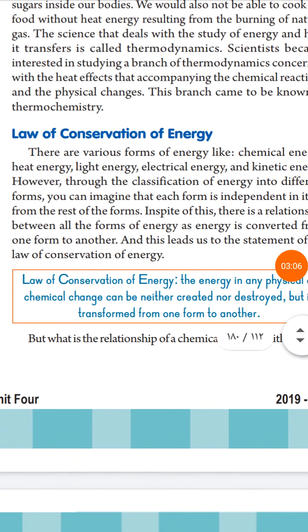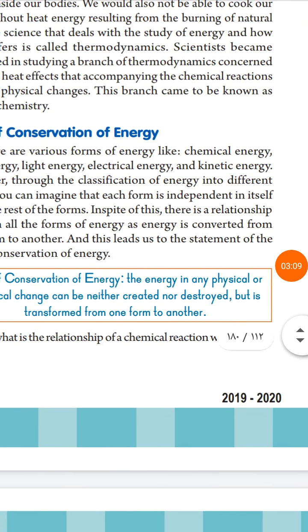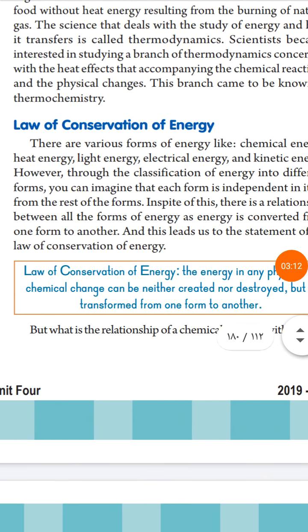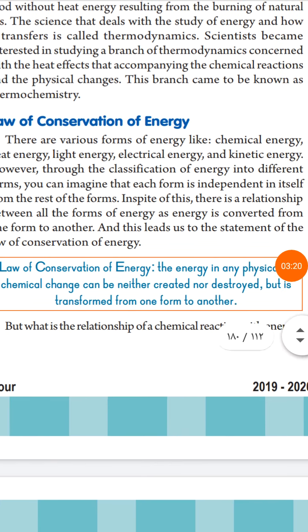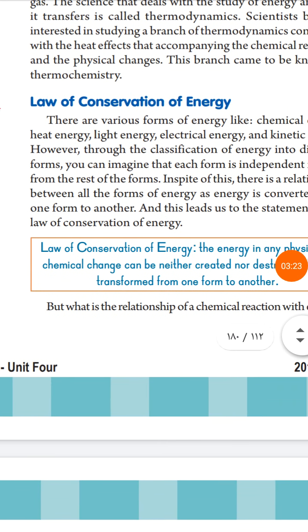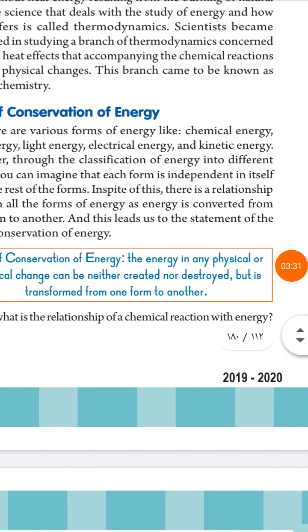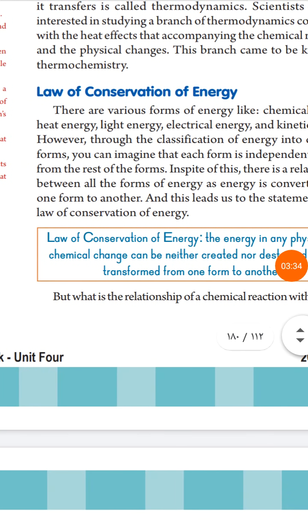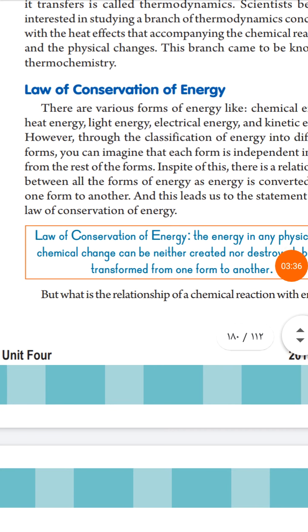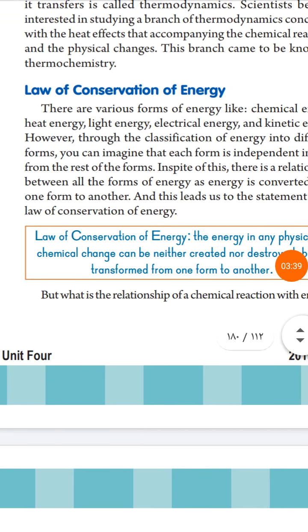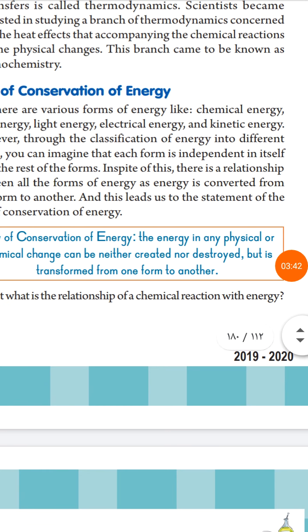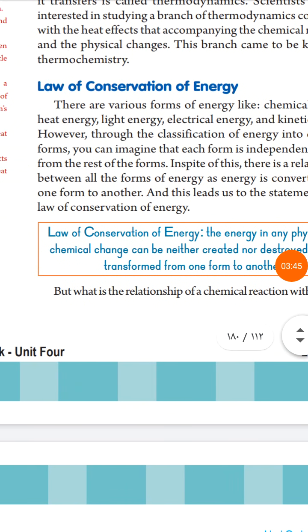Law of conservation of energy. There are different forms of energy like chemical energy, heat energy, light energy, electrical energy, kinetic energy, and so on. Through the classification of energy into different forms, you can imagine that each form is independent in itself. However, there is a relationship between all forms of energy, as energy is converted or transferred from one form to another one.